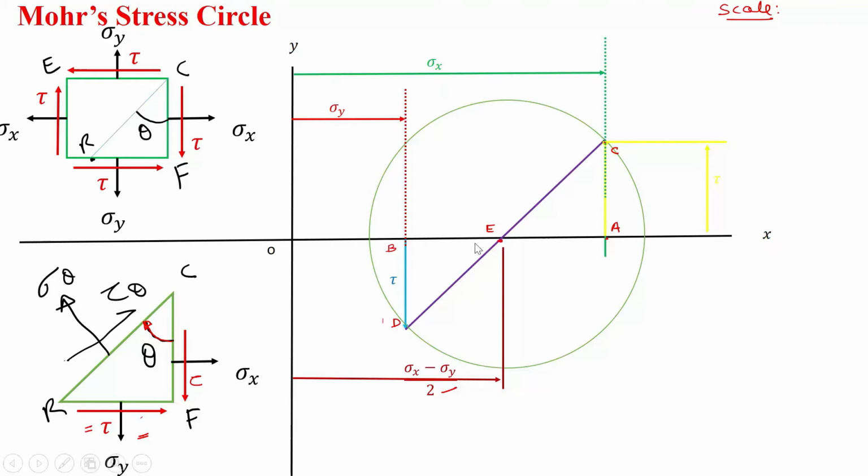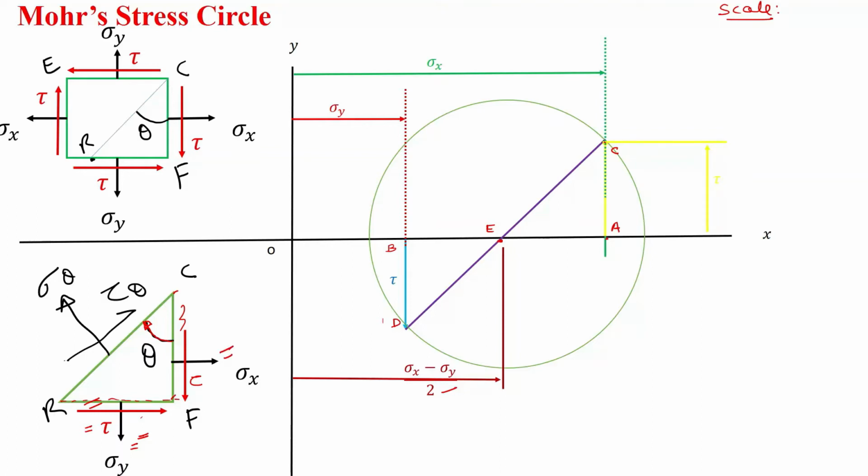And now here this EC represents the EF plane. ED represents the RF plane, this plane where sigma y is acting, and EC represents the EF plane where sigma x is acting.